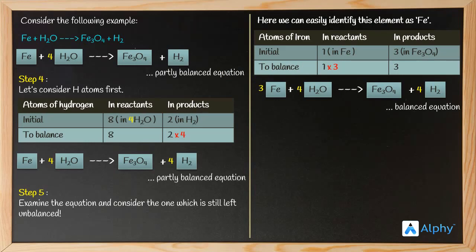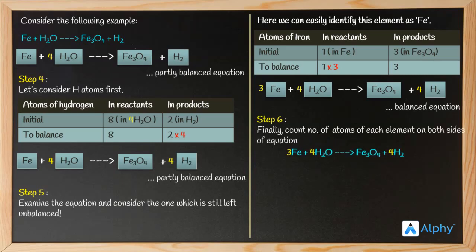Now the equation looks something like this, right? We have mentioned here that it's a balanced equation. It's not, because even if we are done with the balancing, the number of atoms of every element should be equal on both sides for it to become balanced. Now we have to cross-check this equation again, so we will perform step 6, which is finally to count the number of atoms of each element on each side. After step 6, we can say that we are finally done with the balancing of the equation.